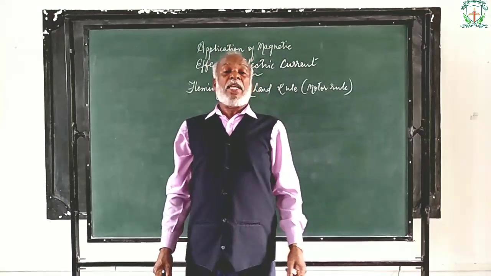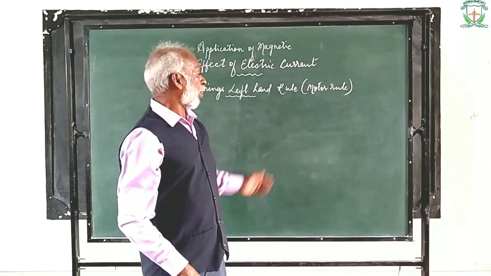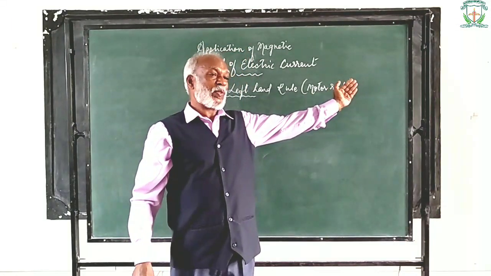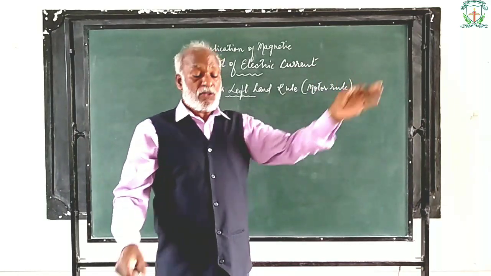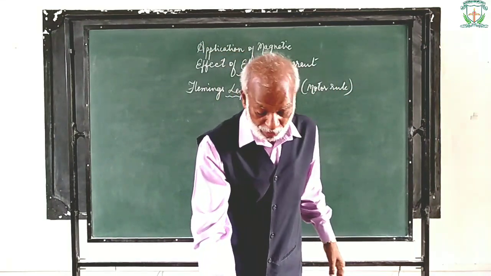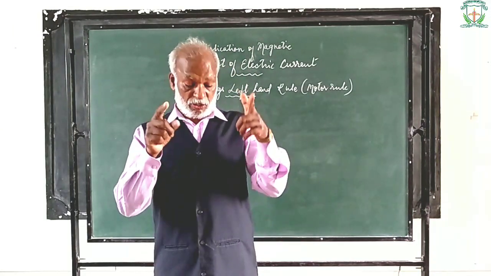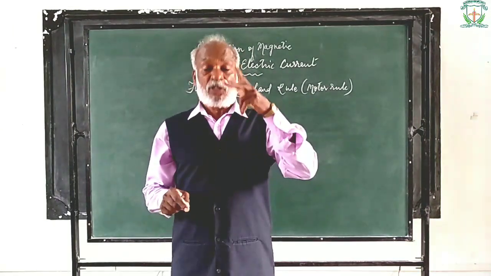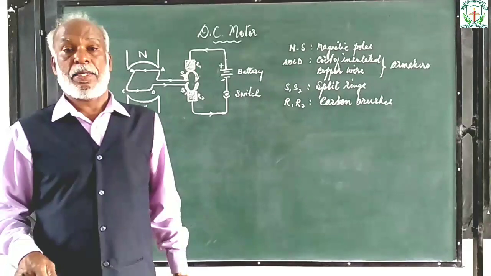Fleming's left hand rule is also called the motor rule, and in this class we are going to learn how an electric motor, a DC motor, functions. We are going to learn the structure and function of a typical DC motor.